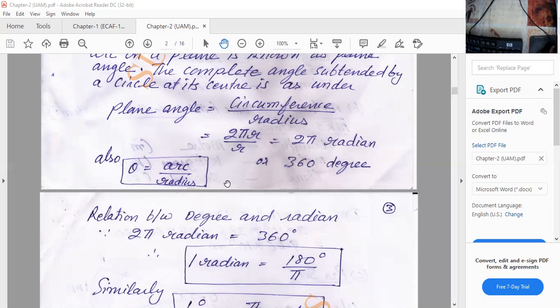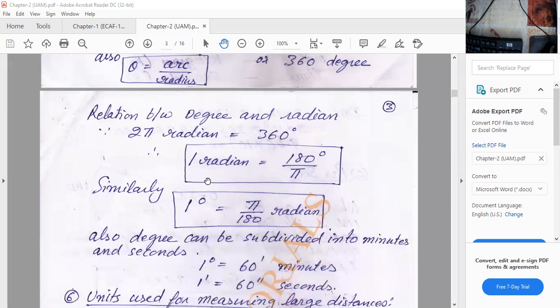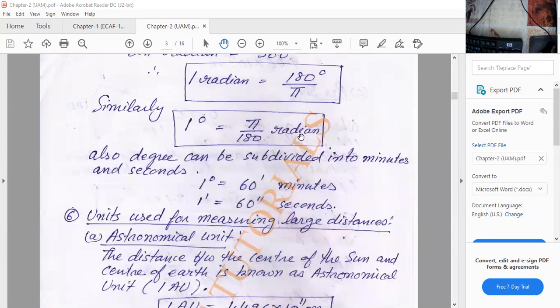So you can see that, right? So this formula is also very important, and we will use it in our numerical problems later on. Now, this conversion is clear.